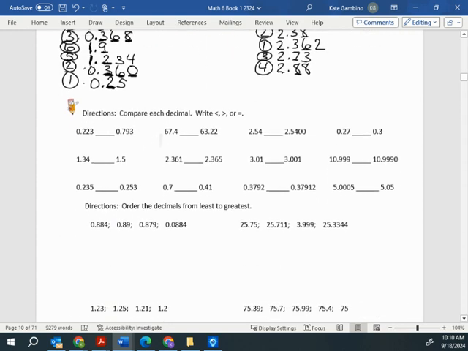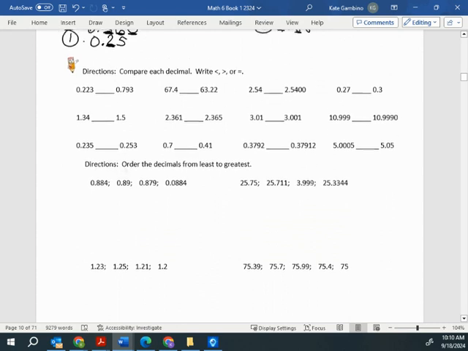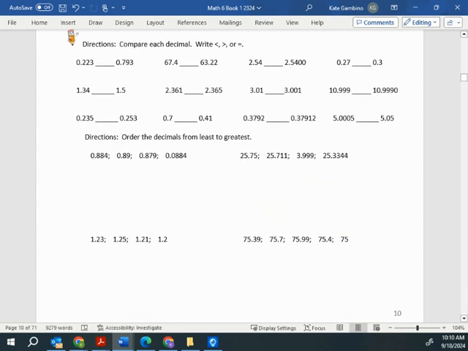So let's look at our next section. It says compare each decimal, write less than, greater than, or equal to. So we need to look at those symbols, look at the top, remember which symbol's less than, which symbol's greater than. Remember, we want the open mouth of the alligator gobbling up the bigger number. So if we look at our first decimals, we have 0.223, 0.793. What symbol do I need to put in there?